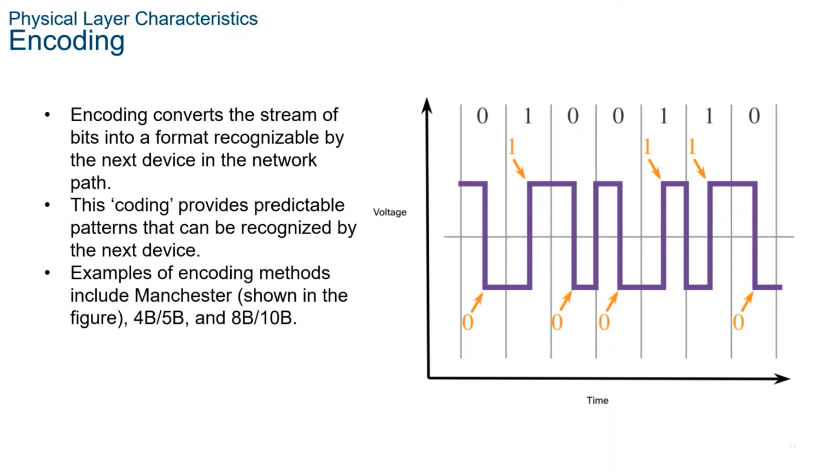Faster data rates require more complex encoding. So Manchester encoding is used in older Ethernet standards, such as 10BASE-T. Ethernet 100BASE-TX uses 4B/5B encoding, and 1000BASE-T uses 8B/10B encoding. So the transition occurs at the middle of each bit period, as shown in the diagram here.